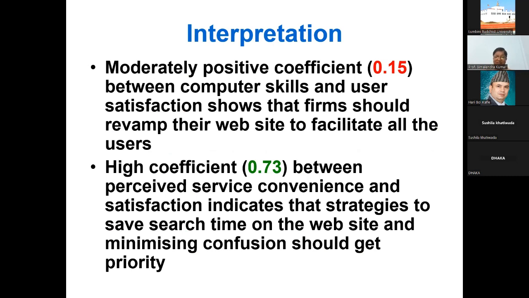How interpretation is more important in our hypothesis. So, a moderately positive coefficient between the computer skills and user satisfaction shows that firms should revamp their website to facilitate all the users. A high coefficient between perceived service convenience and satisfaction indicates that strategies to save search time on the website and minimizing confusion should get priority.